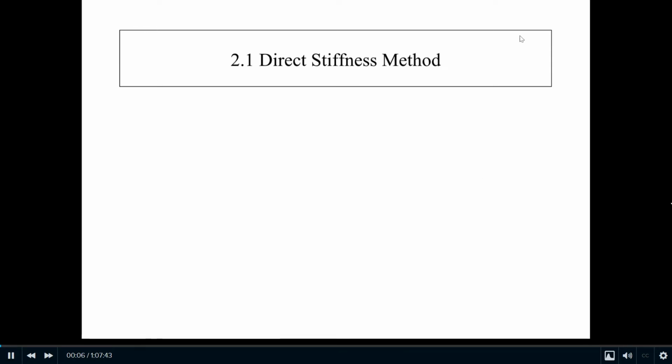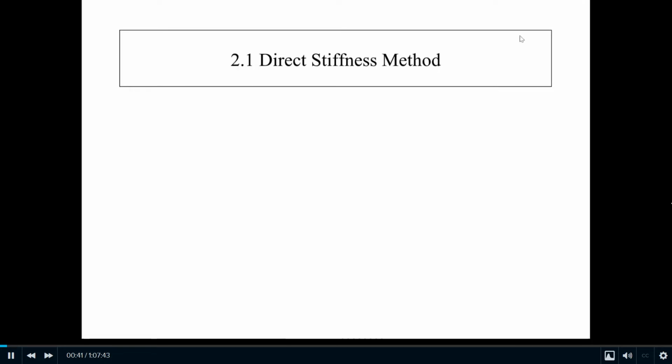In the next video, I will show you the first method of finite element formulation. It is called the direct stiffness method. Actually, for this one, I think you have learned it somehow before, in the course of structural analysis, specifically matrix structural analysis. I believe you would have learned something about this before.